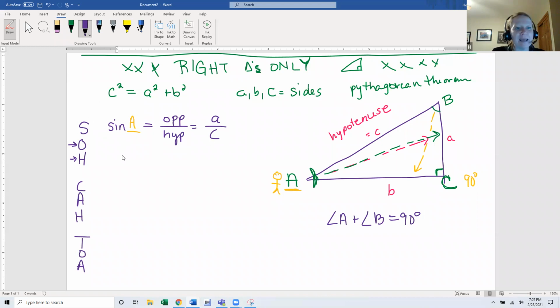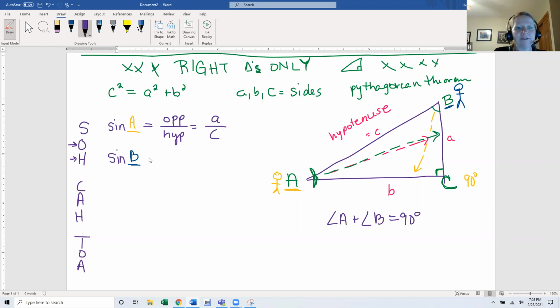Okay, so sine B. Again, I'm changing my angle now. So now this is B. Let's not do that. How about blue? Make it blue. So now I'm B. So I'm going to put a little blue stick figure up here. Now I'm standing up here and looking from the perspective of B.